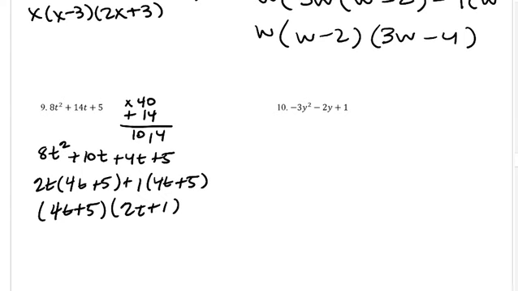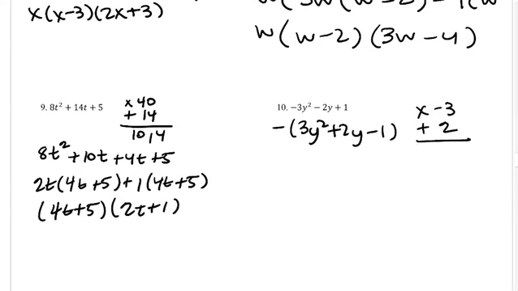Over here, just like on the last one, I don't like the negatives, so I'm going to factor out the negative. 3y squared plus 2y minus 1. So I'm looking for two numbers that multiply to negative 3 while adding to positive 2. That's going to be positive 3 and negative 1.